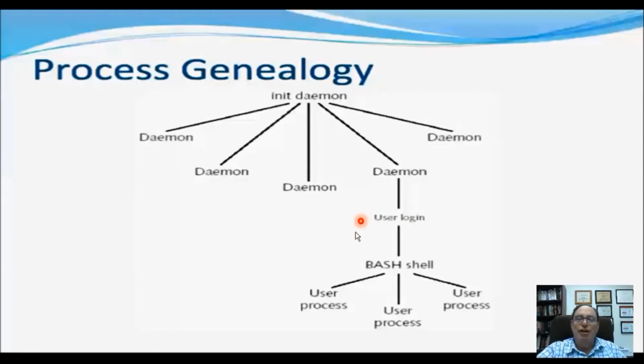The user login then starts the bash shell. The bash shell will then start the user processes, okay? This would be the login and any processes that are being executed by that user shell of that particular user. Notice that the bash shell is started by the user login, which is started by a daemon. So daemons, or daemon processes to be a little more exact, always start the user processes.